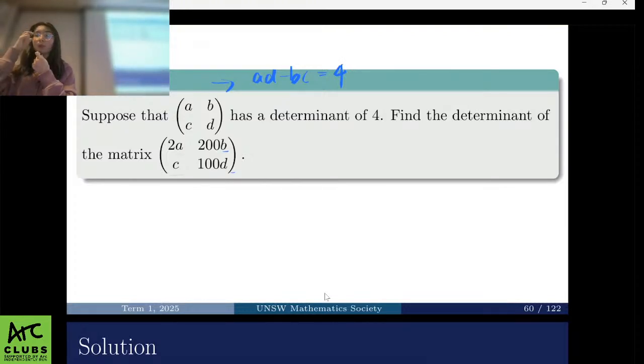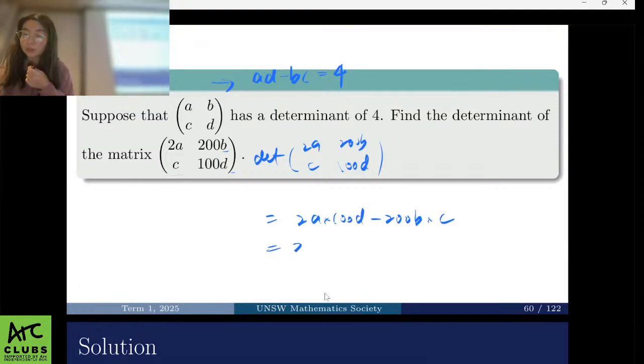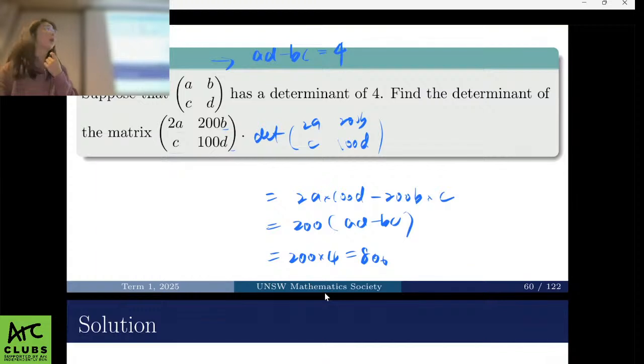So this is very useful for us, because if we just change the coefficients, our new determinant is going to be 2A times 100D minus 200B times C, which actually both have a coefficient of 200. So let's just factor that out. Then we have AD minus BC, which we know is equal to 4 from our original matrix determinant. So this is just going to be 200 times 4, which gives us 800 in the end. And that is our final matrix determinant.